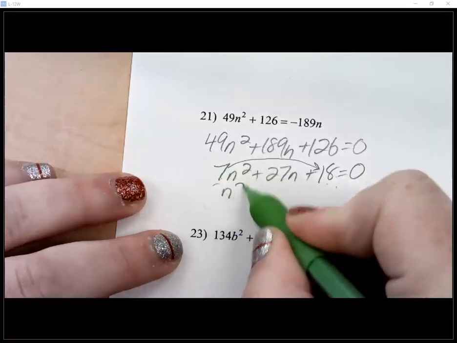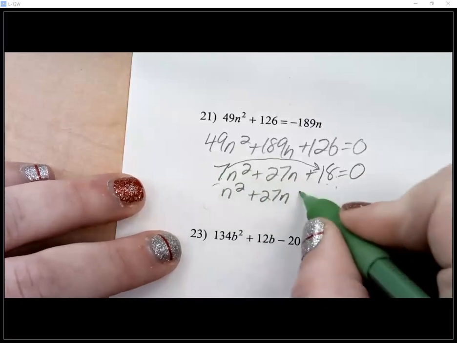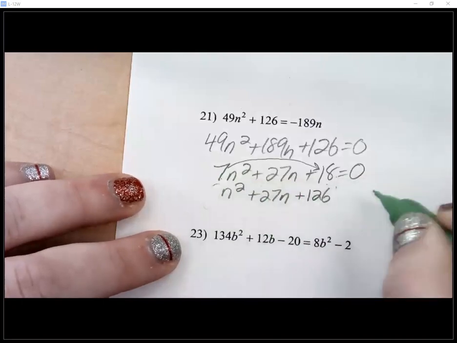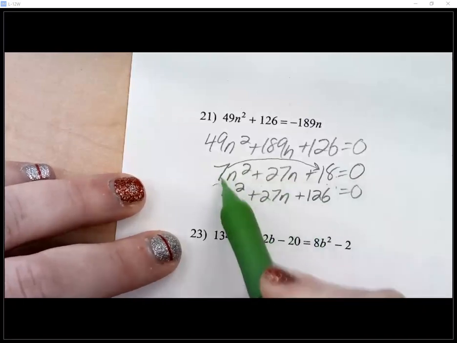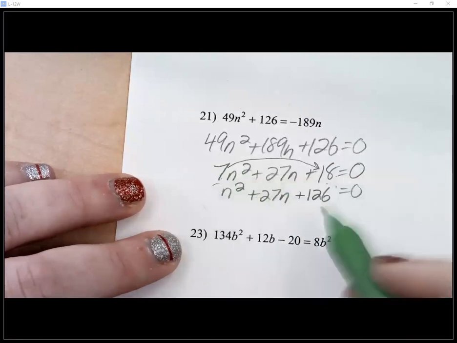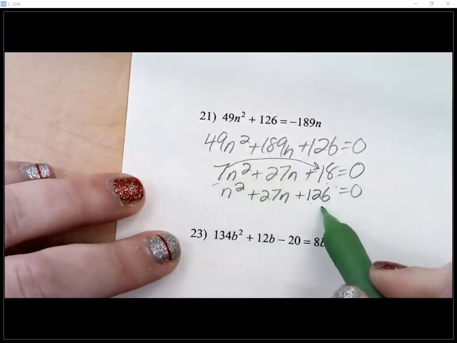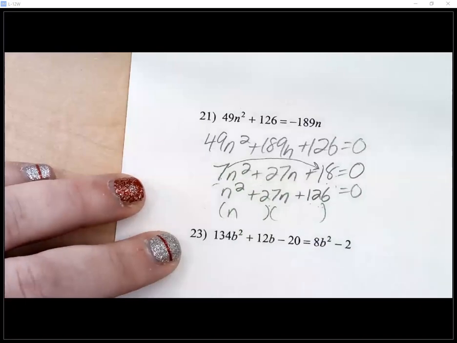n squared plus 27n plus 126. One of the downsides to this method, though, is that sometimes your numbers can get kind of big. So now I'm going to ignore this 7 for just a minute. Don't worry, I will bring it back into play. I'm going to factor this now like it's a normal trinomial where a is 1. Factors of 126 that add to 27 have to be 6 and 21.